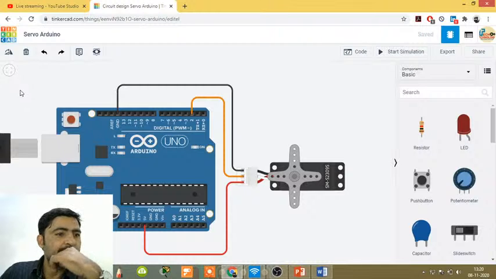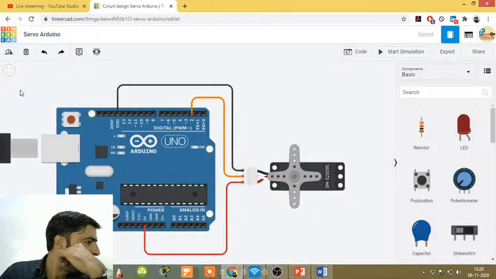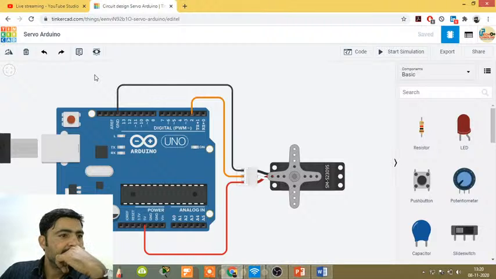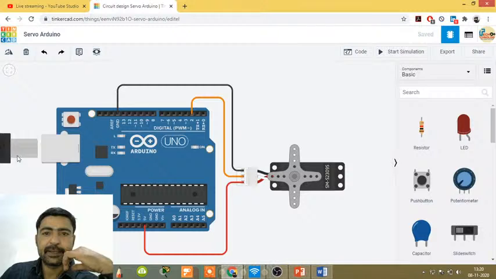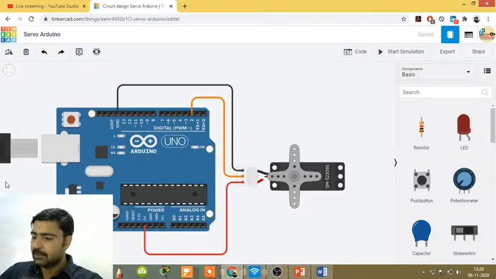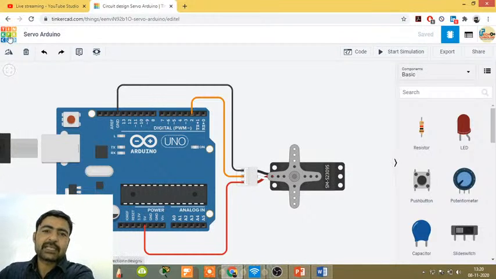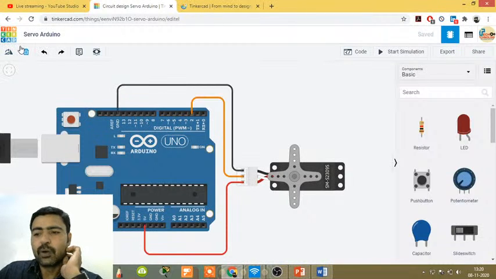What is the plus segment in the circle? Plus segment? King Avatar. Wait. Tinkercad. Let me check. Okay, this is servo. So what is servo?